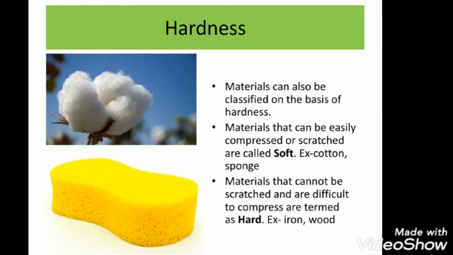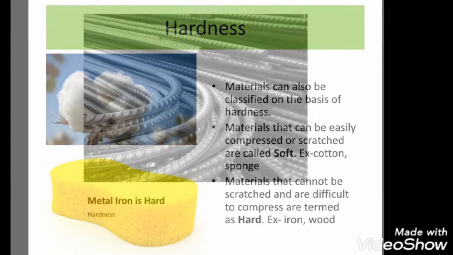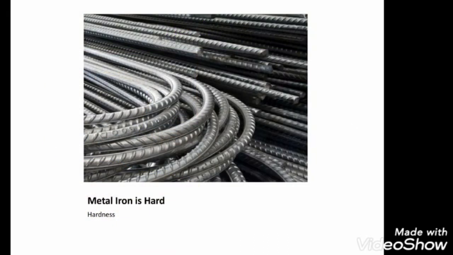Then the second property is hardness. Hardness is when you can touch and see whether the object is hard or soft, like cotton and sponge, they are soft. On the other hand, wood and iron, they are hard. You can touch and feel them, they are hard. So you can group the things according to this property. Iron is hard, so it is used for construction purposes. When you construct your houses, when you construct buildings, you need iron for it.